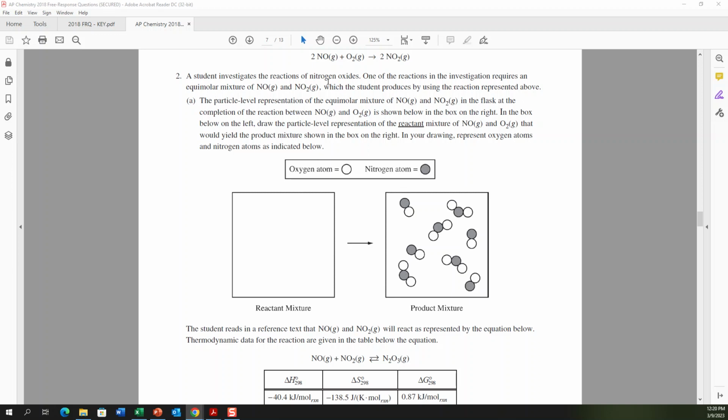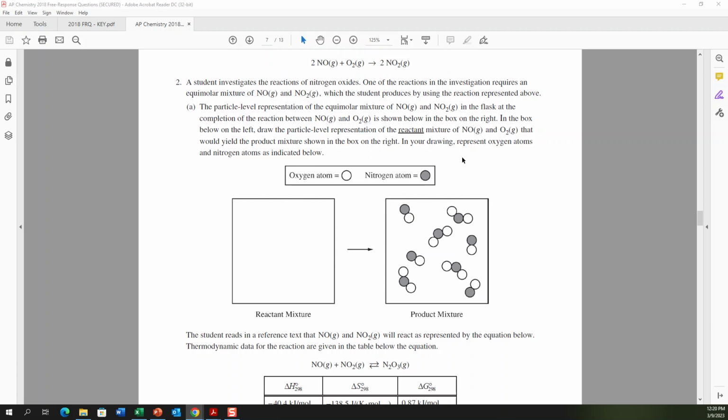A student investigates reactions with nitrogen oxides. Okay, so NO and NO2. One of the reactions in the investigation requires equal moles of NO and NO2, which the student produces by using the reaction represented above. All right, so the particle level representation of the equal molar mixture of NO and NO2 in the flask at the completion of the reaction between NO and O2 is shown below in the box at the right. So this is after the reaction.